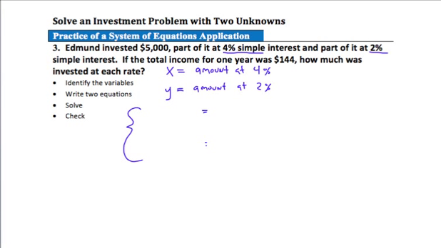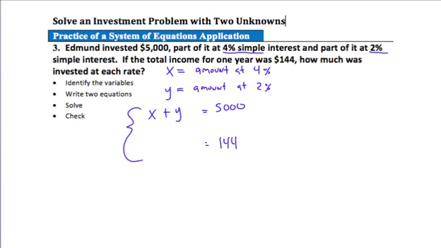Okay, we're ready to write our equations now. Again, let's start by looking at our totals. One of our totals is that he's invested $5,000 in total. The other one is that at the end of the year, he earned $144 on this investment. How are we going to come up with this $5,000? Well, he split this investment between this one at 4% and this one at 2%. So if I add the amounts of money invested in each of these accounts, that's going to give us this $5,000.